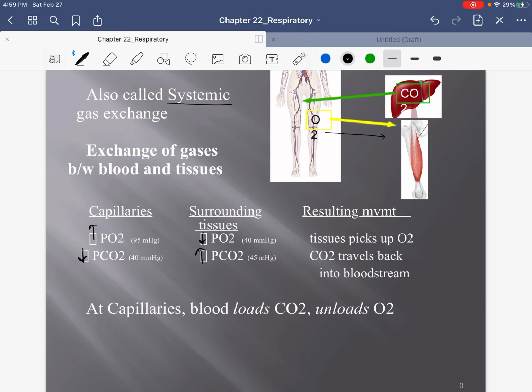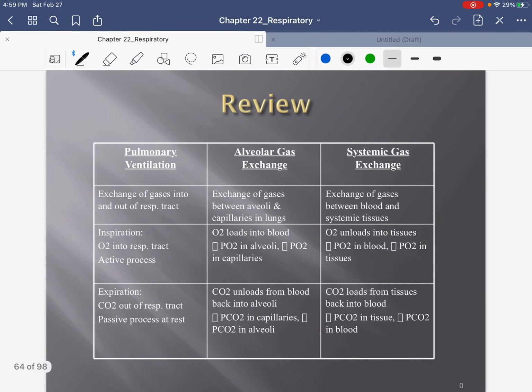How does CO2 keep up? Because it's more soluble in water. And this is involving the blood, so we can benefit from these gases dissolving in blood. Okay.